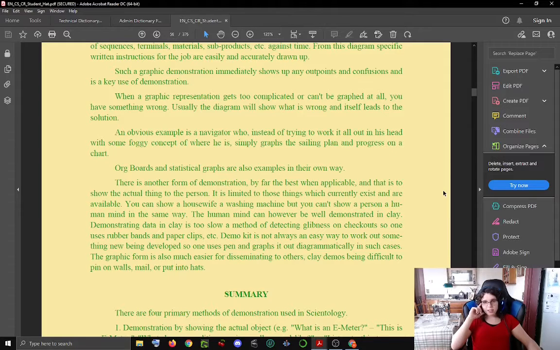Org boards and statistical graphs are also examples in their own way. There's another form of demonstration, by far the best when applicable, and that's to show the actual thing to the person. It's limited to those things which currently exist and are available. You can show a housewife a washing machine, but you can't show a person a human mind in the same way. The human mind can, however, be well demonstrated in clay.